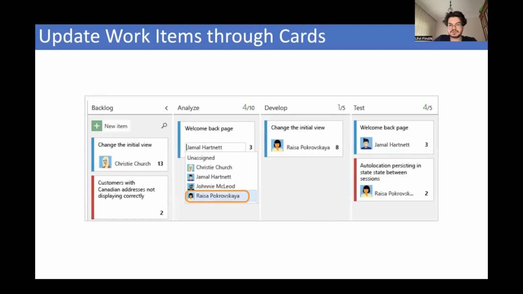It also offers, I believe it is the most productive feature, I would say, the ability to update work items through the Kanban board. So through those Kanban cards, you can update your work items. You can reassign the work item, you can change its tags, you can change its story point values, right? You can do all of those things through the Kanban board view.